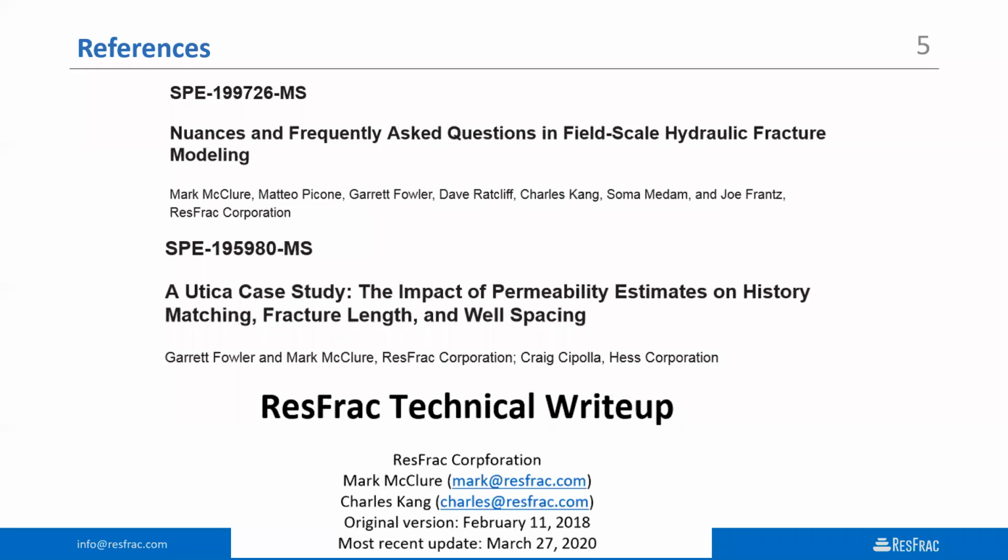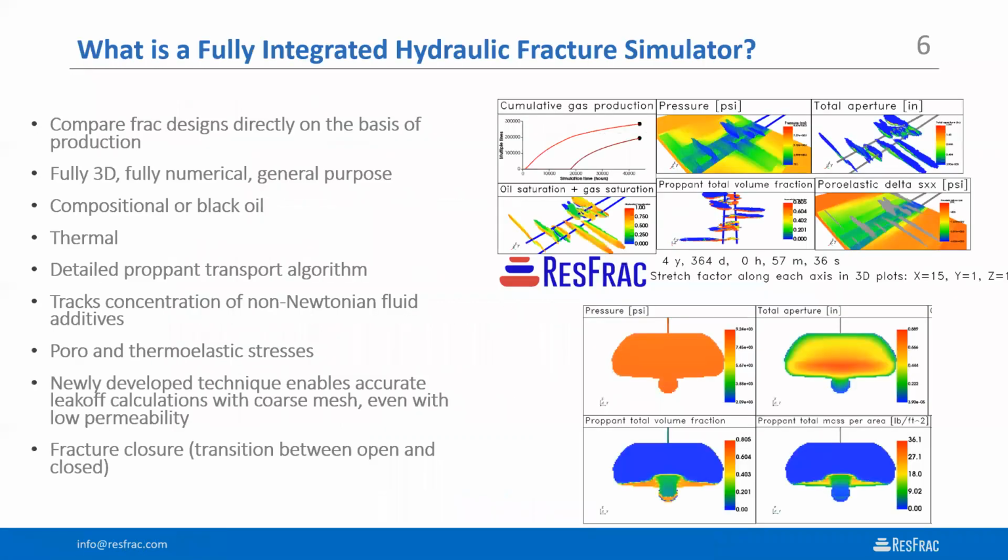And then two other relevant papers that I'll refer to, a Utica case study where we look at history matching production data, Utica Shale, and discuss how the permeability estimate impacts the history match as well as optimization, and then also the technical write-up for ResFrac. So I will occasionally refer to some ResFrac simulation results in this presentation, not too much. It's not too much about ResFrac, but we do have a technical write-up you can refer to there.